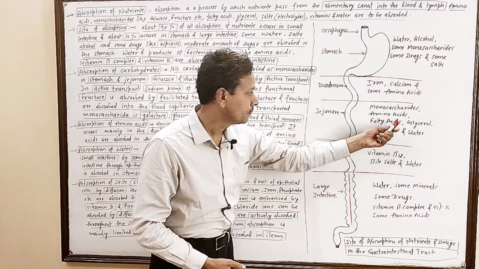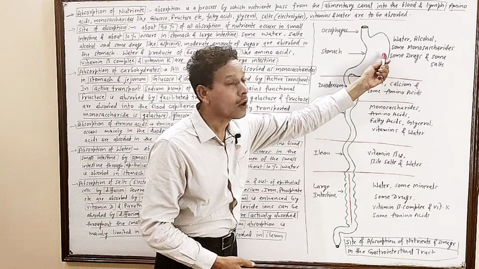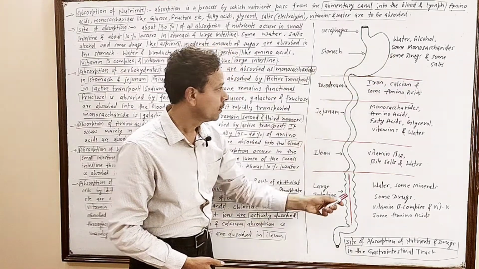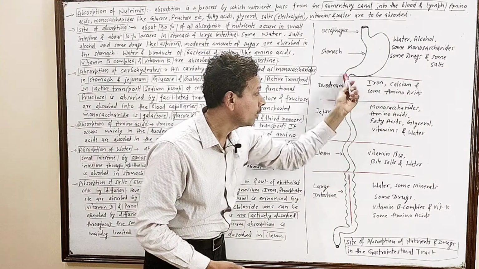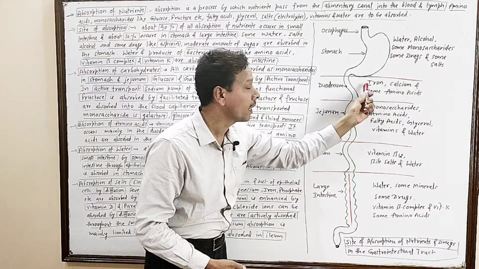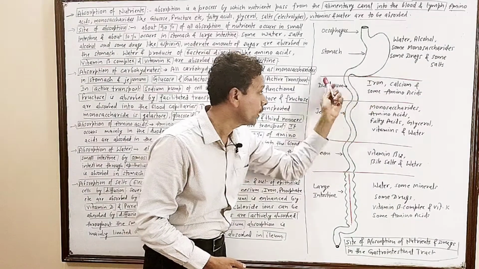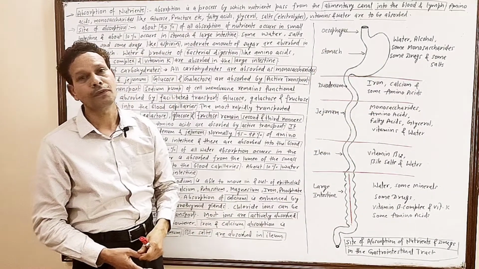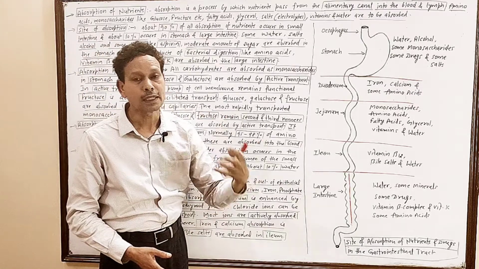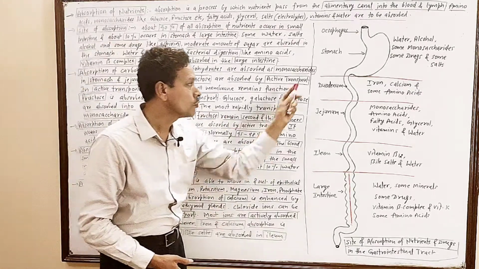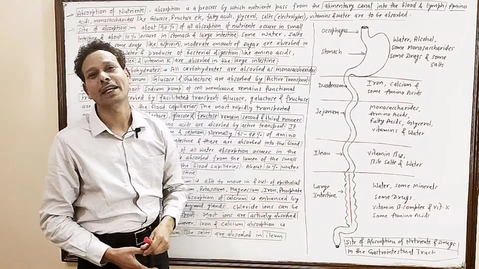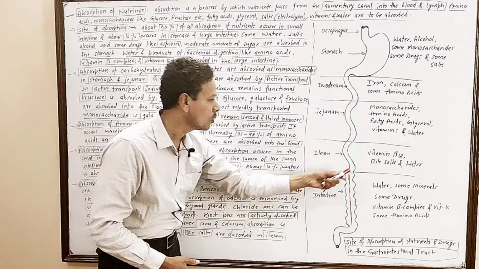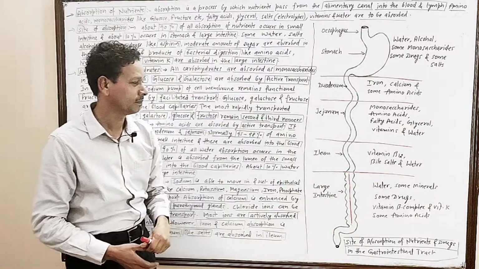Absorption of salts: in the stomach, some salts are absorbed, and particularly calcium and iron are absorbed in the duodenum, while most minerals, salts and electrolytes are absorbed throughout the length of the small intestine, and bile salts are absorbed in the ileum.